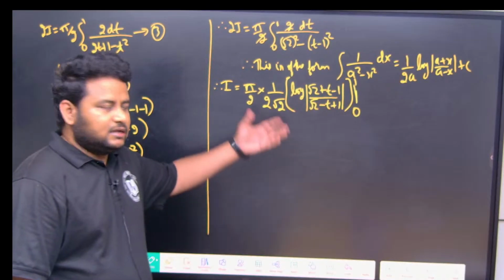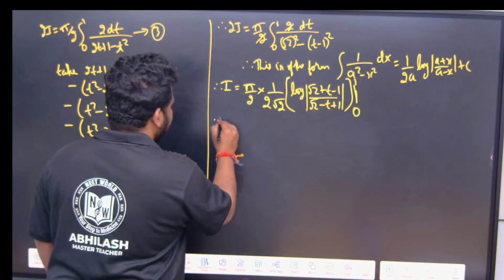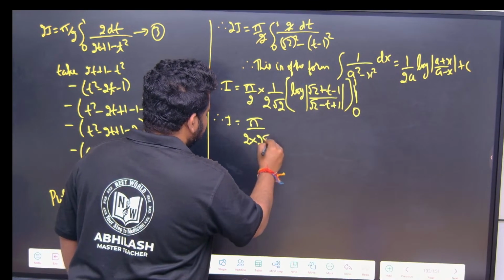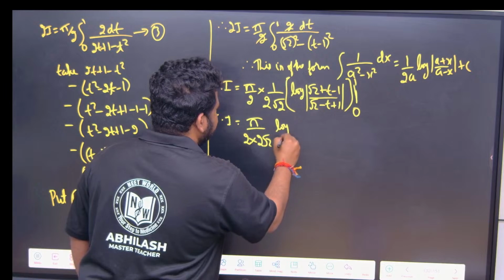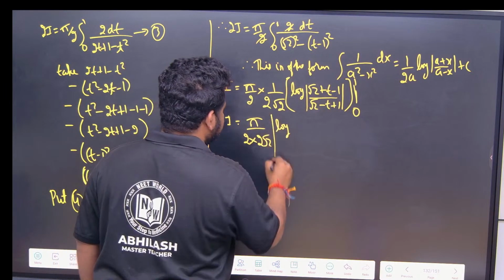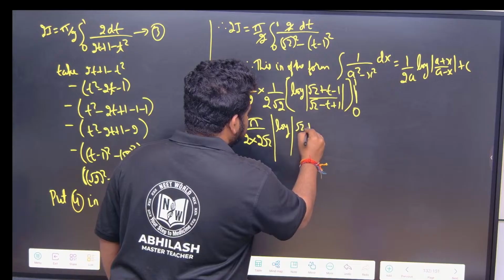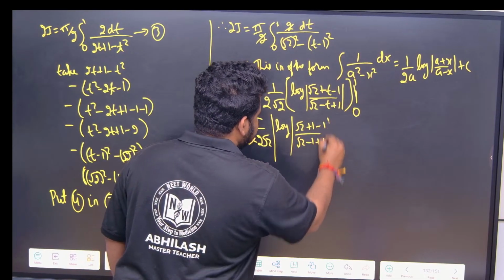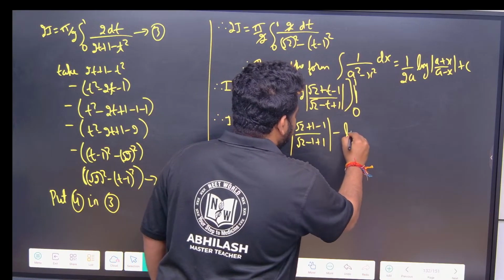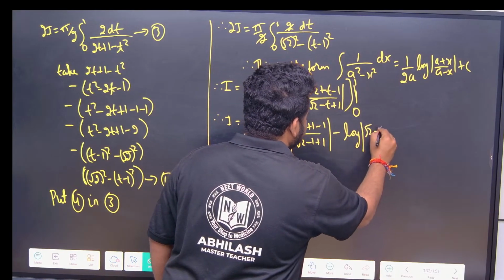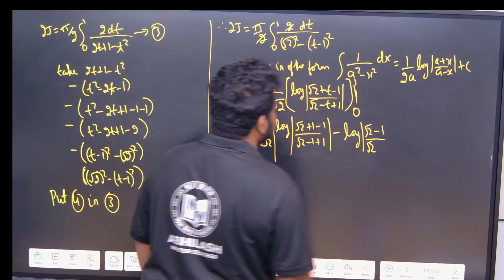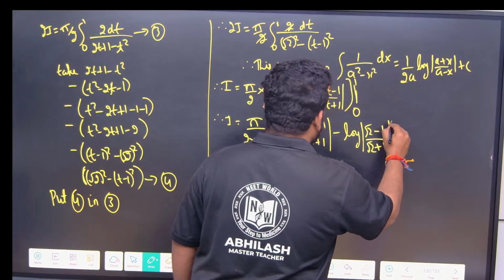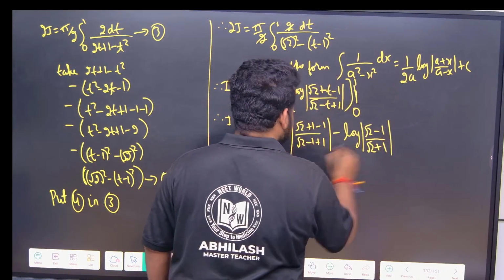Now let us apply the limits here. Therefore I is equal to pi by 2 into 2 root 2, log of: if I apply the upper limit, this will become root 2 plus 1 minus 1, root 2 minus 1 plus 1. Minus the lower limit, this will become root 2 minus 1, root 2 plus 1. After applying the limits, this is what I will be having.